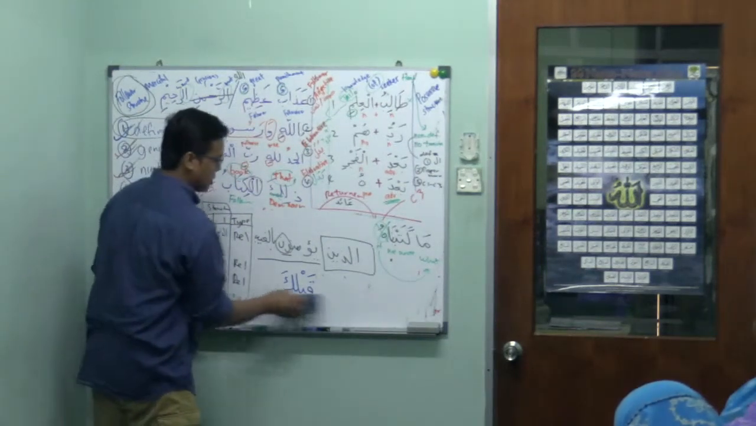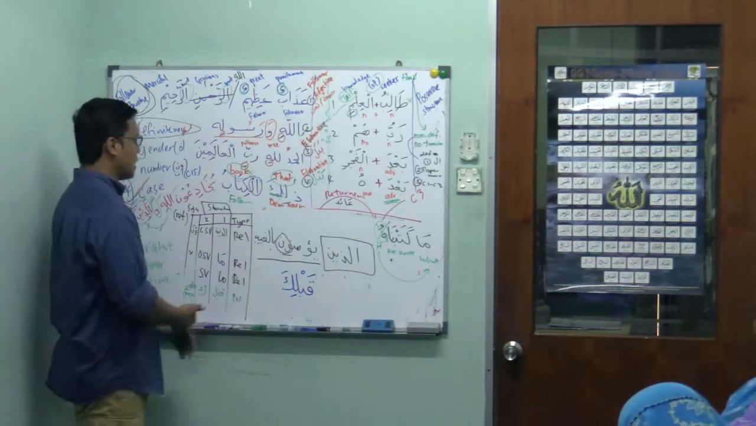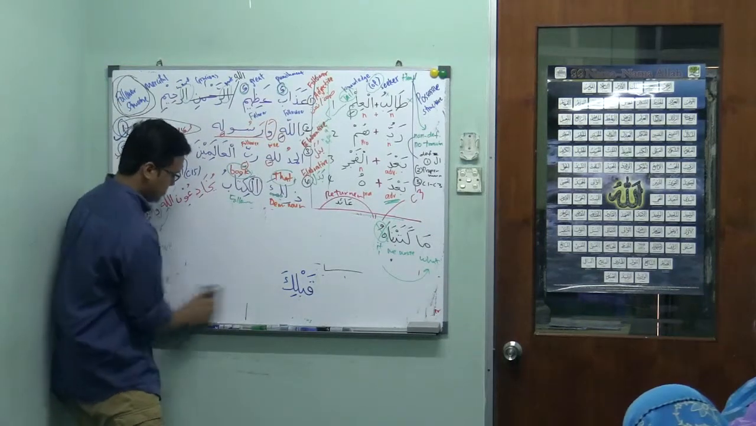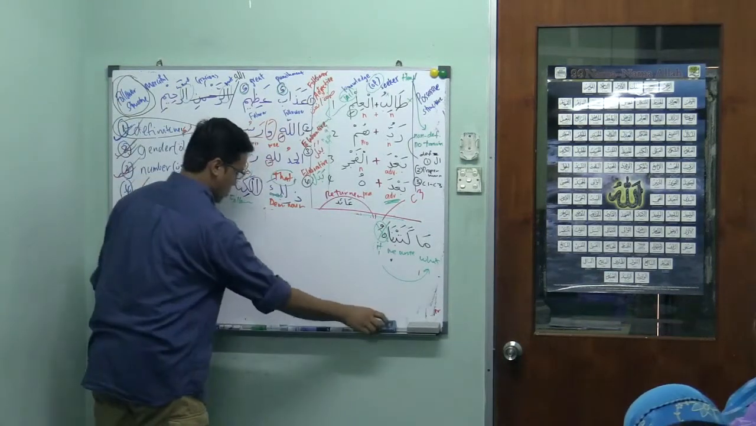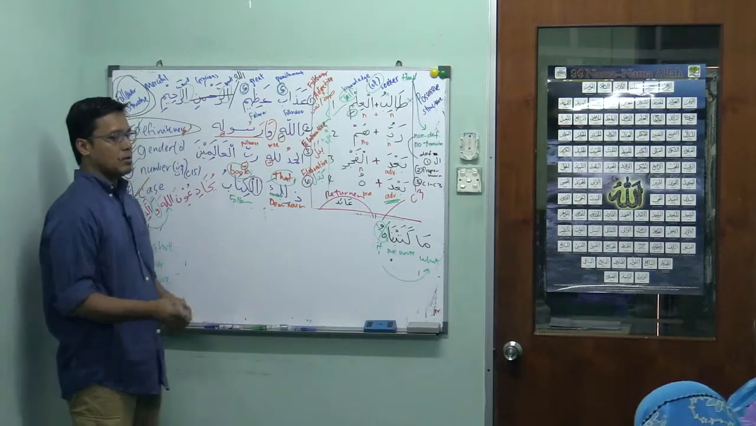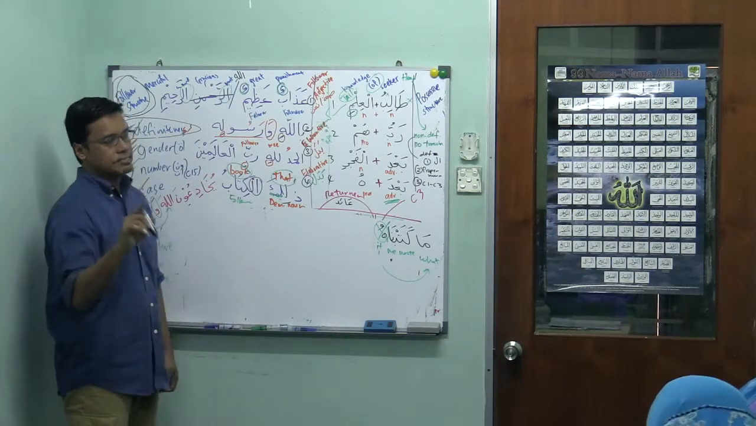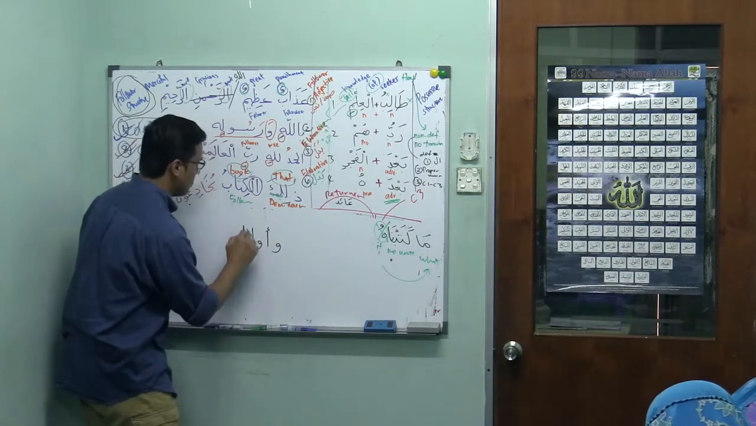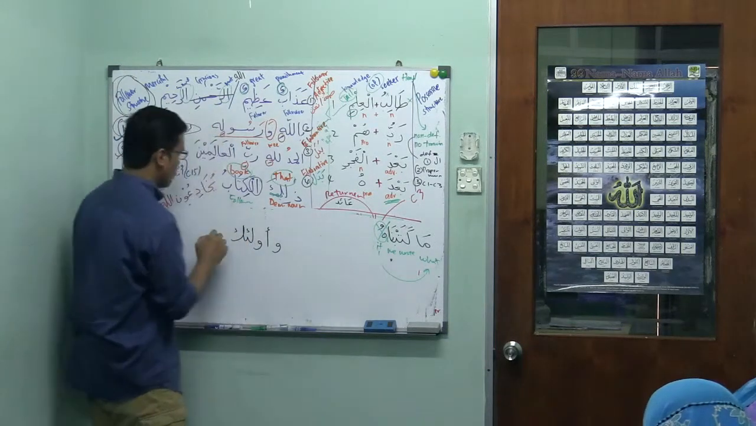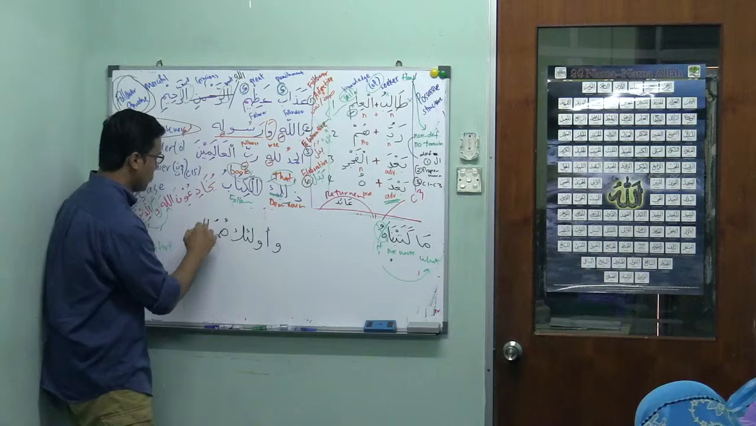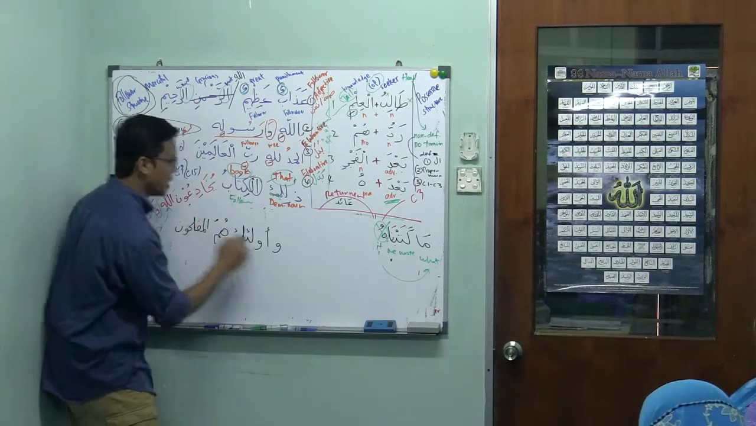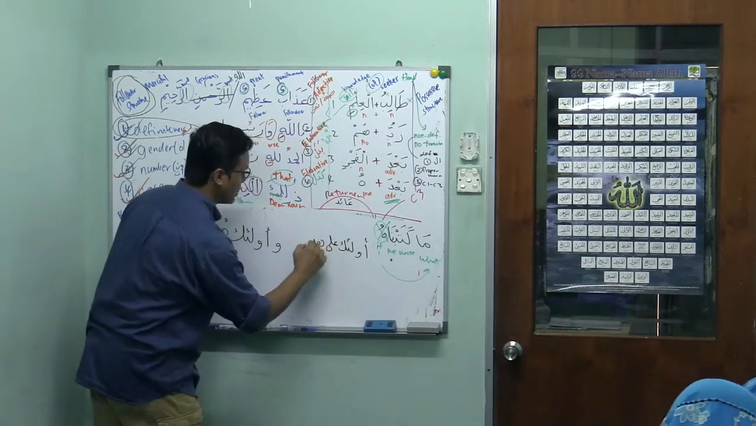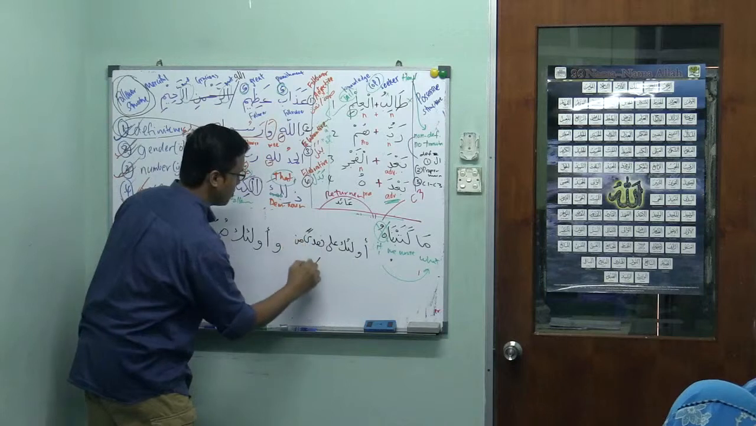Wa ulaika. Okay, wa ulaika. Okay, now I have to clear. Okay, now go back to walladhina. Okay, I think ulaika is simpler. Do ulaika first. Wa ulaika. What line is it? 4. So, there is wa ulaika humul muflihun, and it's preceded by ulaika ala hudan min rabbihim.